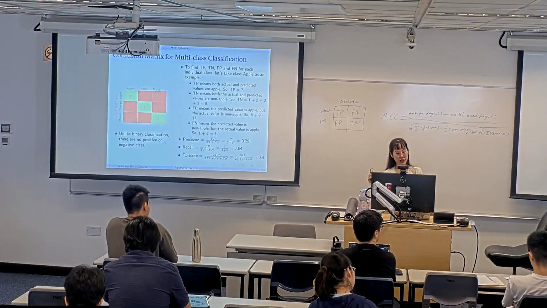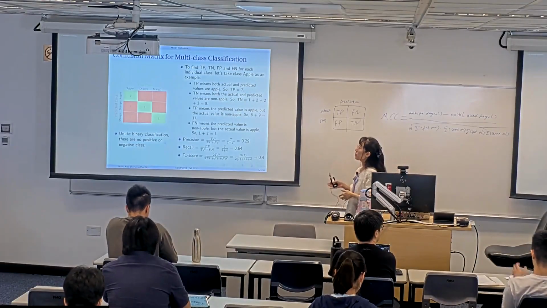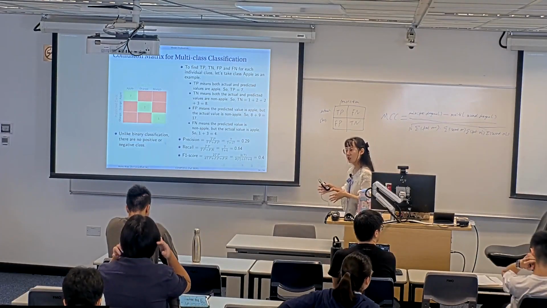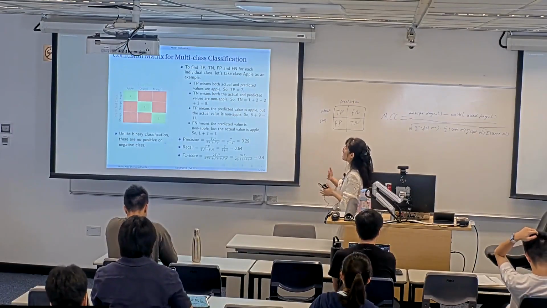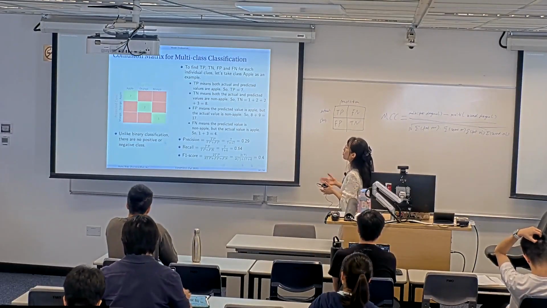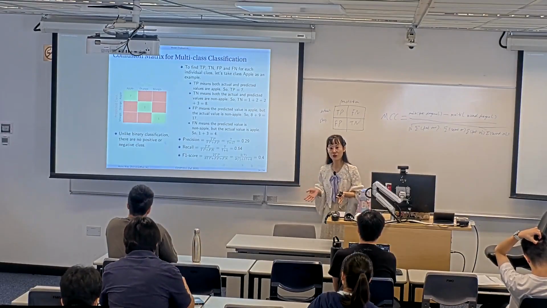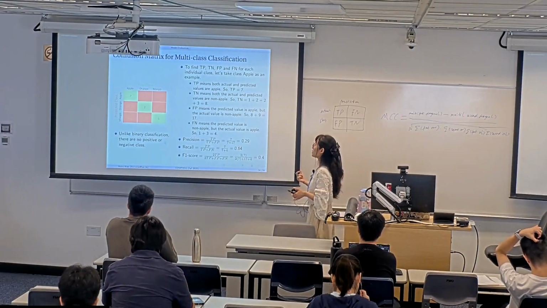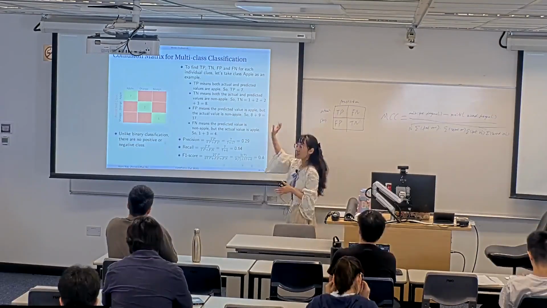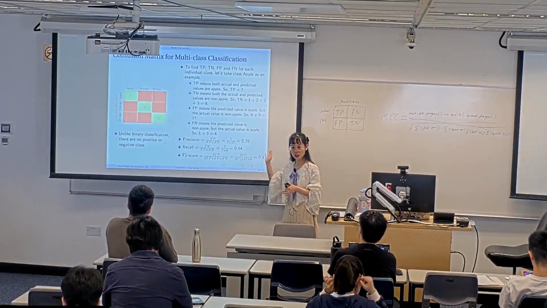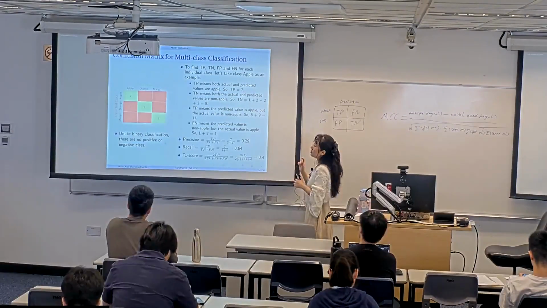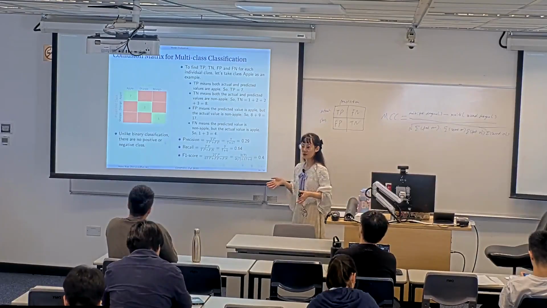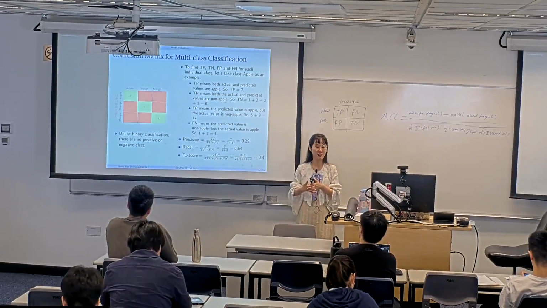This is only for apple. So if we want to get the complete information, we also need to find this TP, TN, FP, and FN for orange and for mango. Like in multi-class classification, you need to find these 4 concepts for each of the individual classes. But if you already have the confusion matrix, this will be straightforward.